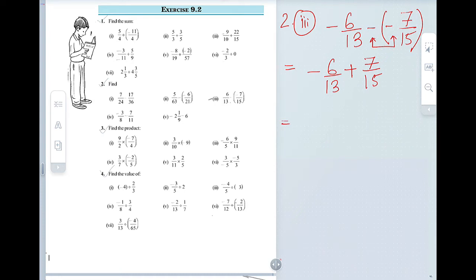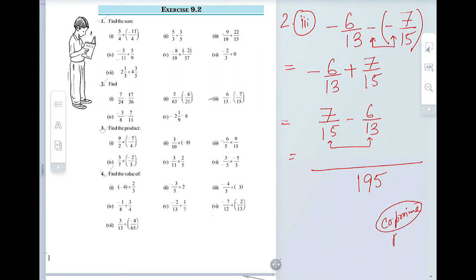Again see, if we just write it in this way, 7 by 15 minus 6 by 13, then also it will be convenient for us. So, the LCM of 15 and 13, the LCM of these two numbers is 195, because 15 and 13 both are co-prime numbers, and the LCM of co-prime numbers is their product.